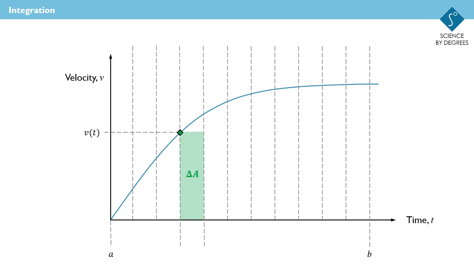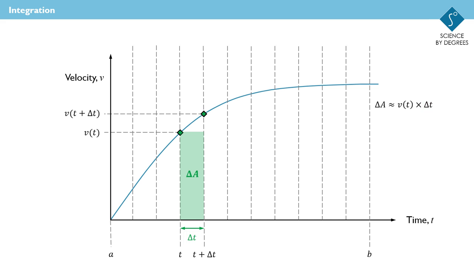Here's the velocity at time t, and here is v at time delta t later. That is at time t plus delta t. Delta t is one of our small time intervals that we mentioned above. The area of the rectangle is the height of the rectangle, which is the value of the velocity, multiplied by the width of the rectangle, which is the small time interval.